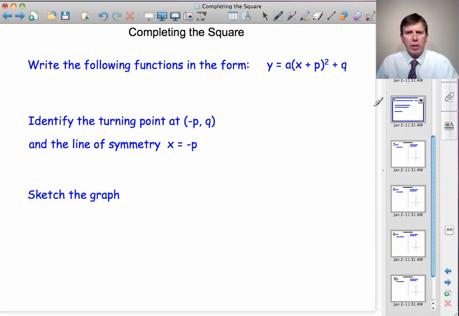Right, we'll now look at 4 examples of completing the square for quadratic functions, and each one will be slightly more difficult than the previous one as we go through. We're going to write the following functions in the form y equals a(x plus p) squared plus q. We'll identify the turning point at minus p, q, and identify the line of symmetry x equals minus p. And finally we'll sketch the graph for each example.